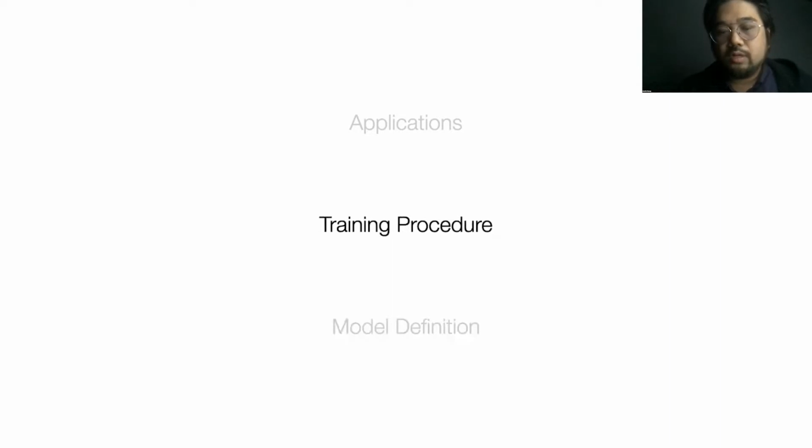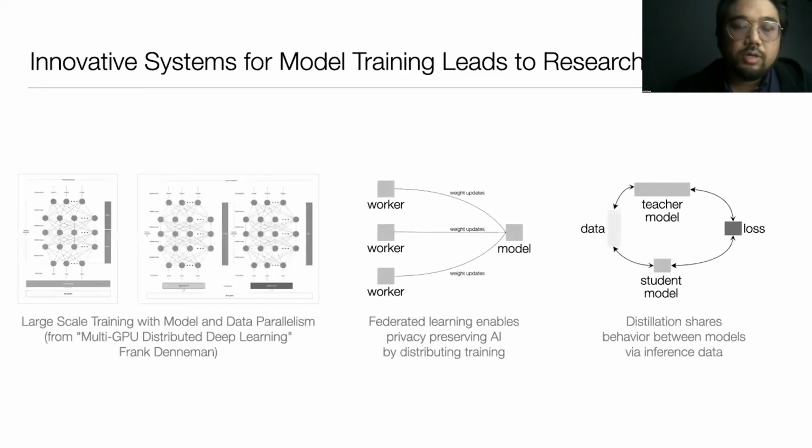If we go one level up in abstraction, these models get trained through some sort of training procedure. And there again, when we talk about different training procedures and innovation in model training, it also corresponds to innovation in building systems. So, for example, as we get to larger and larger language models that we use in NLP, we need systems that parallelize the model across multiple devices or parallelize the data across multiple devices.